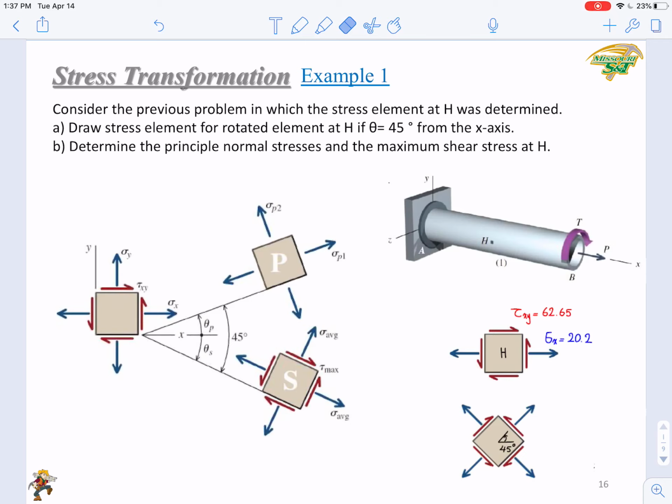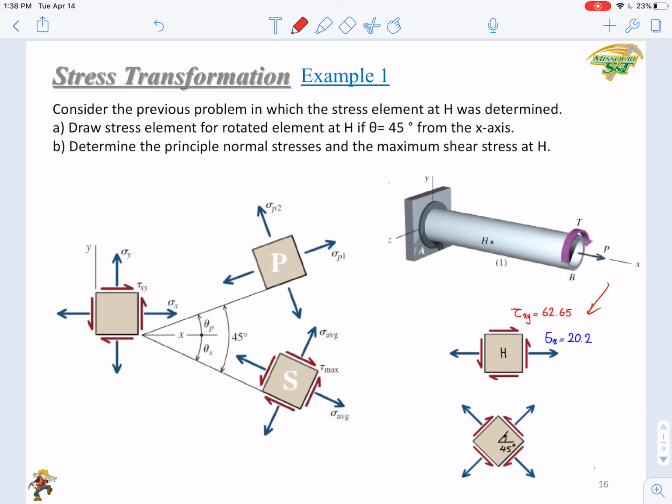Example 1. Consider the previous problem in which the stress element at H was determined. That was our leading example 2. There we determined the normal stress and the shear stress at point H, as indicated in this drawing. Then we have 2 steps. Step A, draw a stress element for the rotated element at H if theta equals 45 degrees from the x-axis. Then we determine the principal normal stresses and maximum shear stress at H.